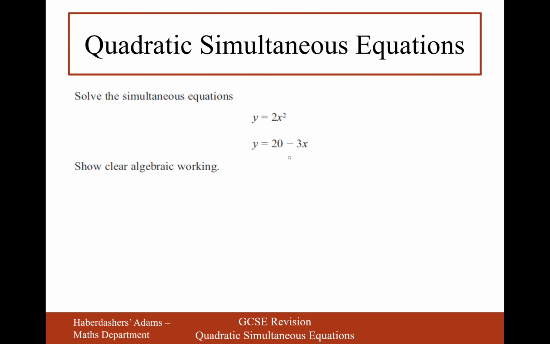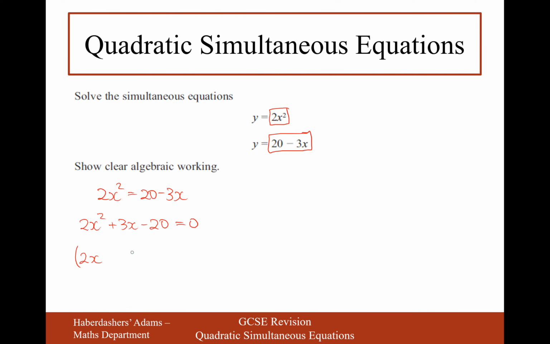Okay, so if we have y equal to 2x squared and y equal to 20 minus 3x, then if y is equal to both of these things, then these things must be equal to each other. 2x squared equals 20 minus 3x. Okay, so now let's move everything onto the same side. 2x squared plus 3x minus 20 equals 0. Let's see if we can factorise this.